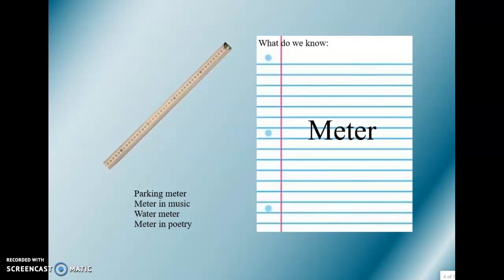So meter is a really important word, and it basically means to measure. That's what the word meter means. It's Greek, and it means to measure. So a parking meter measures how long you've been parked. A meter of music tells you how many beats you're using in that meter. A water meter measures how much water your family used. A meter in poetry measures the rhythm and the rhyme to the music, to the poetry. So meter is an important word that we use in several different areas. You know, life in general, music, math, science, writing, reading. Meter is measure. So a meter, what does it really look like?